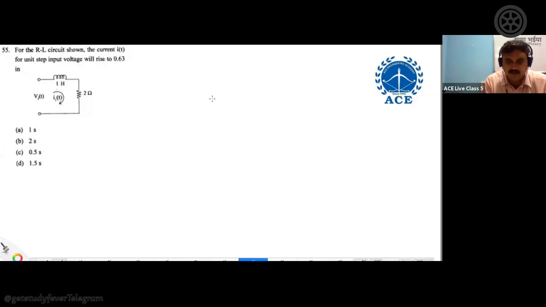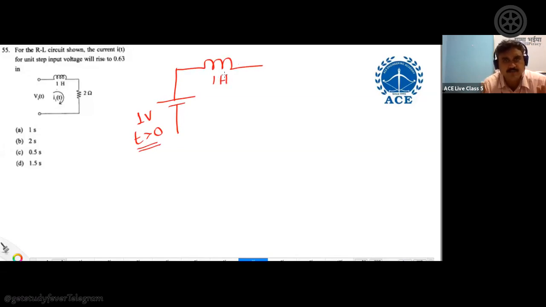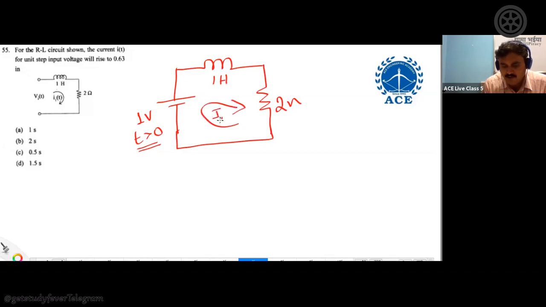First understand what the source is. The source is u(t), which means it is 1 volt for all values of t greater than 0. It is connected with an inductor whose value is 1 Henry. He did not tell anything about an initial current, so before the source there is no current stored on the inductor. Initial value is 0. Then you have a 2 ohm resistor connected in series. That's all, this is the circuit. The direction of the current is given as i1(t).